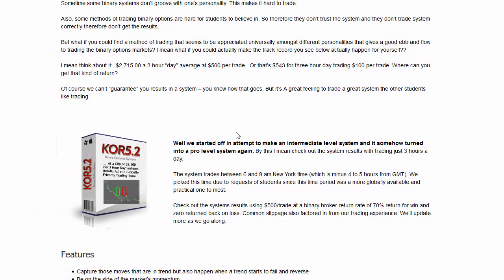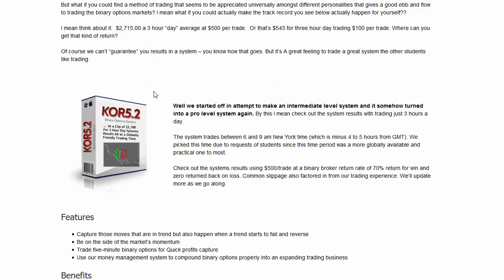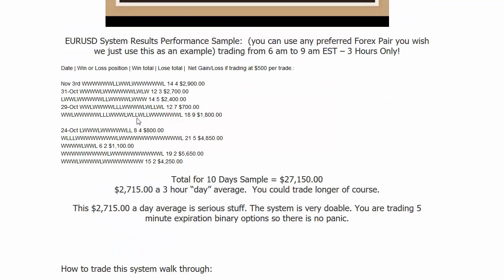Now, if you come to the site, if you're not already on the site, you can see the details here. According to the system sample results, we have $2,700 a day based on the $500 per position model. And granted, if you wanted to trade smaller, you just divide it by the amount. Let's say you're doing $100 per trade, you divide that. Or if you're trading $1,000 per trade, you just double this per day of a 3-hour day. Now, this is a 3-hour sample.